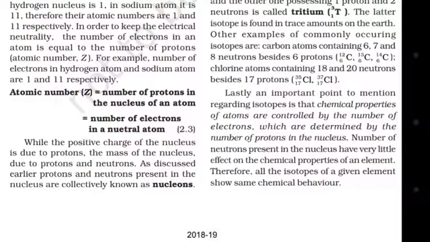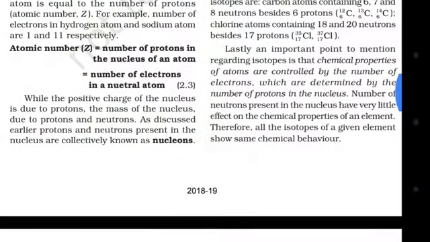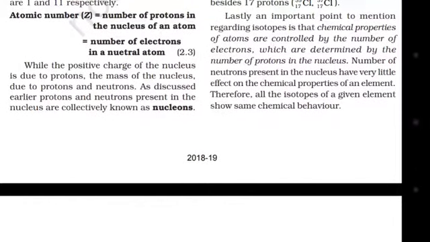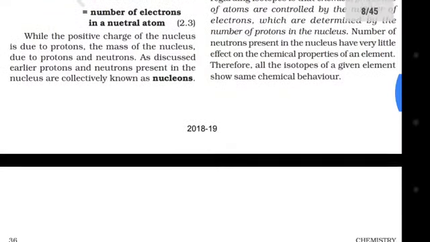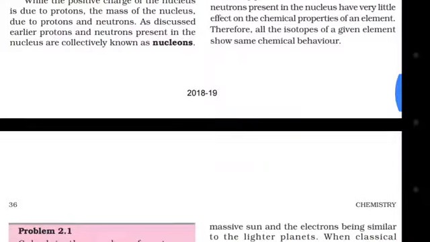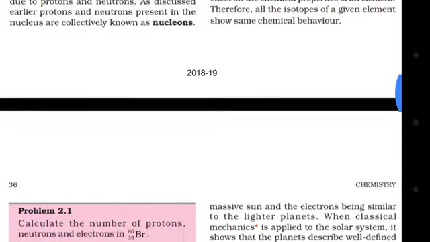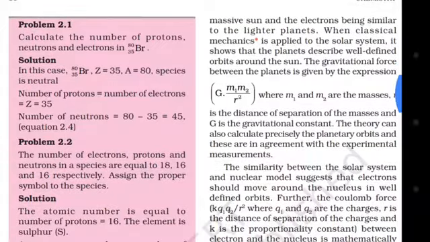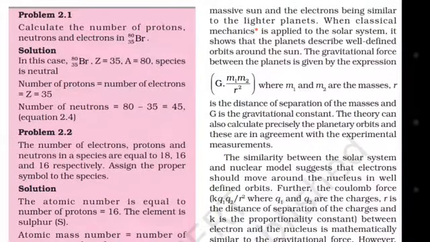Lastly, an important point to mention regarding isotopes is that chemical properties of atoms are controlled by the number of electrons, which are determined by the number of protons in the nucleus. The number of neutrons present in the nucleus has very little effect on the chemical properties of an element. Therefore, all the isotopes of a given element show the same chemical behavior. Problem 2.1 is there, which is: calculate the number of protons, neutrons and electrons in 80Br35, bromine.